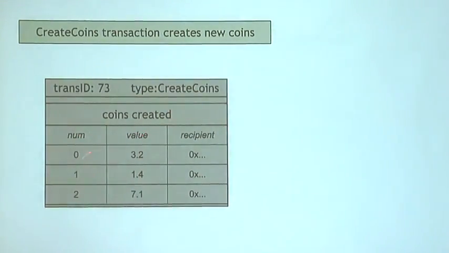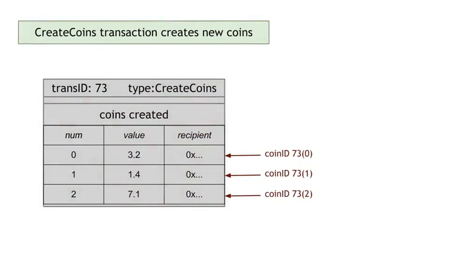Each coin is going to have a serial number within this transaction, 0, 1, 2, etc. Each coin has a value. It's worth a certain number of Scrooge coins. And each coin has a recipient, which is going to be a public key who gets that coin as it's created. So this transaction type creates a bunch of new coins and assigns them to people as initial owners.